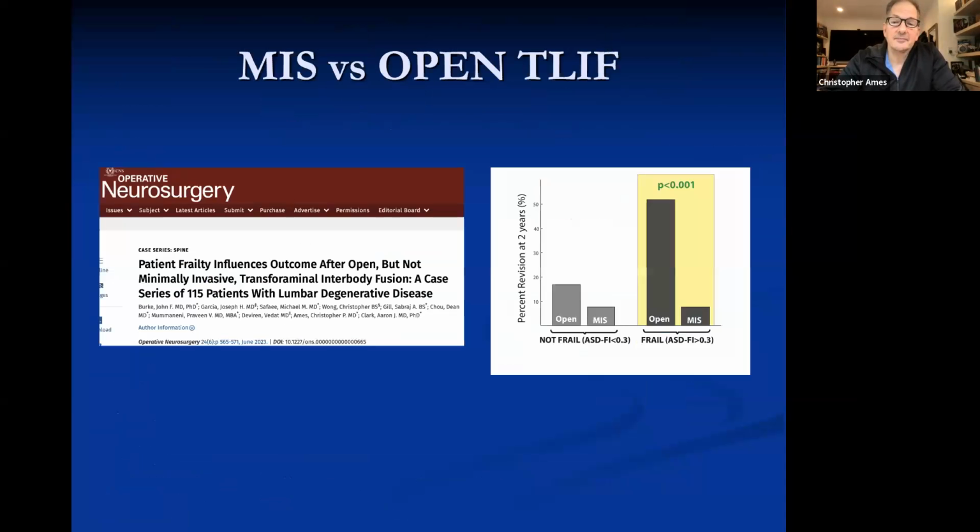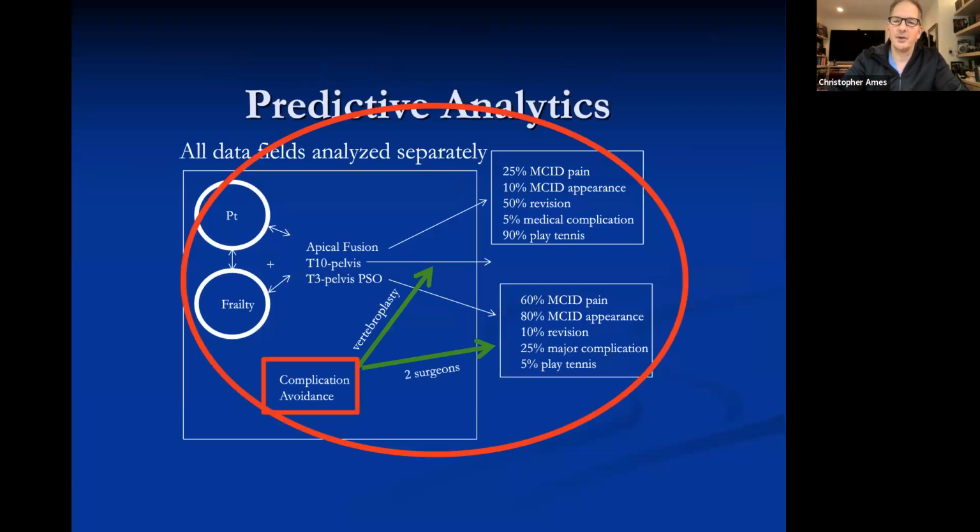It has been linked to procedure type, so it does help you to choose what operation to do, for example. This was a study that one of my minimally invasive colleagues did, where he looked at ASDFI versus open versus MIS TLIF, and he found that the frail patients had a much higher revision rate with open surgery compared to MIS surgery. So frailty has paid some dividends for us, but probably in the future, we can't still just be collecting the same variables for frailty and think that's going to improve our predictive models.